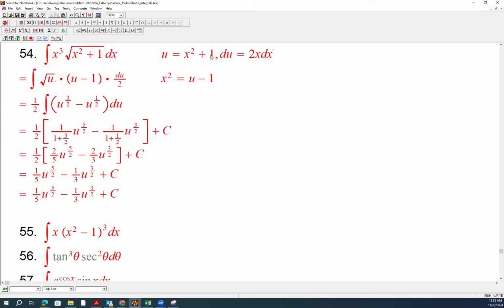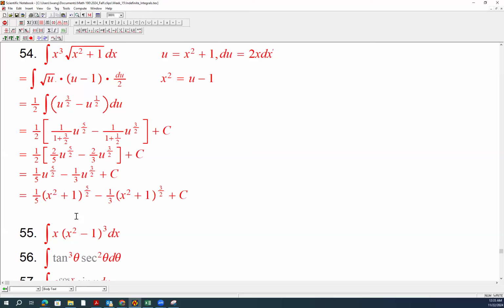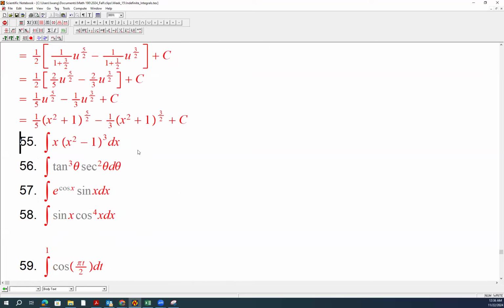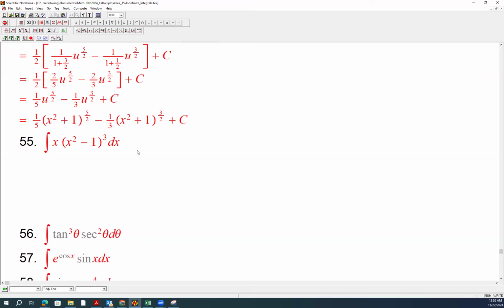Substitute back u, which is x squared plus 1. All right, we have 4 more to go.